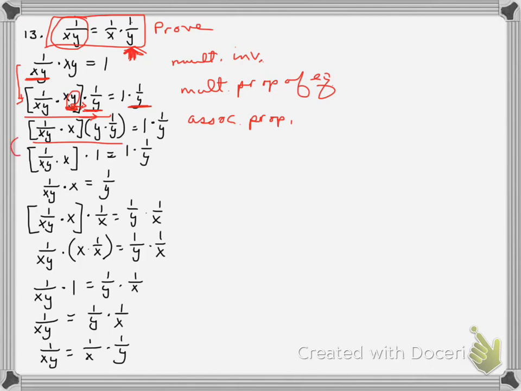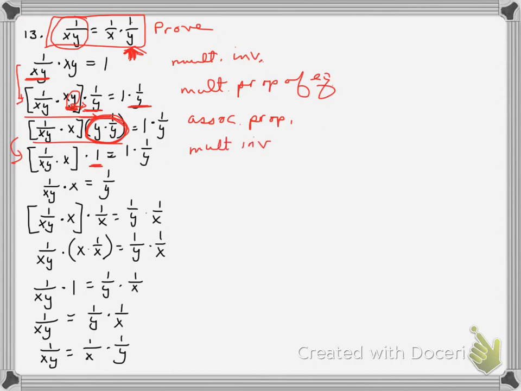Now, when I go down then to the next step, what have I changed? I've condensed this, collapsed this to a 1. So what allows me to do that? Well, that's the multiplicative inverse. Same as above.